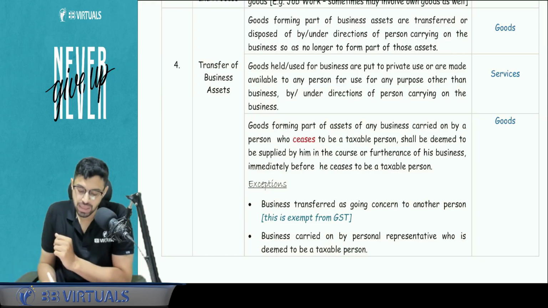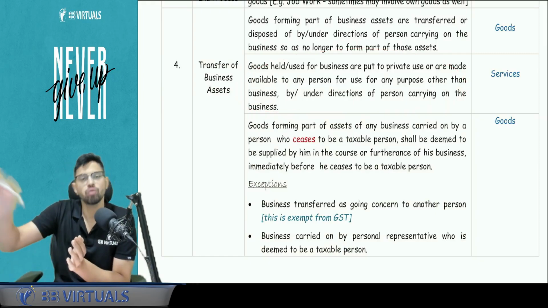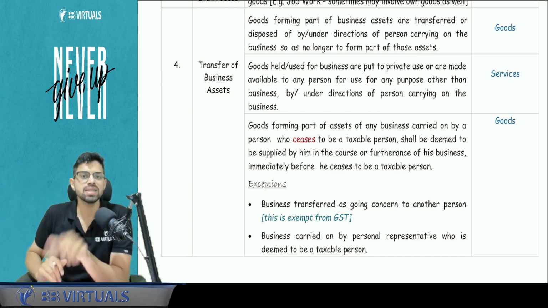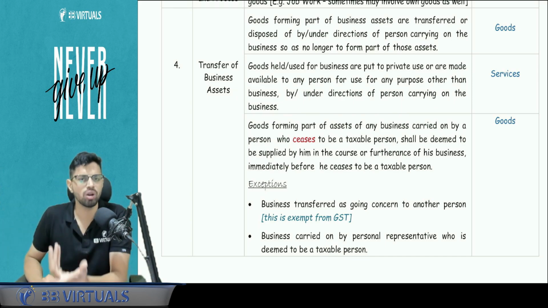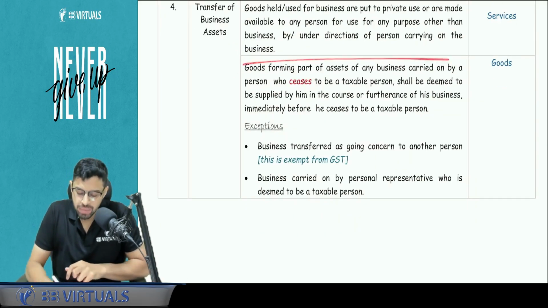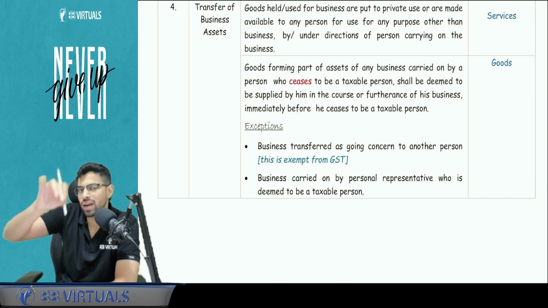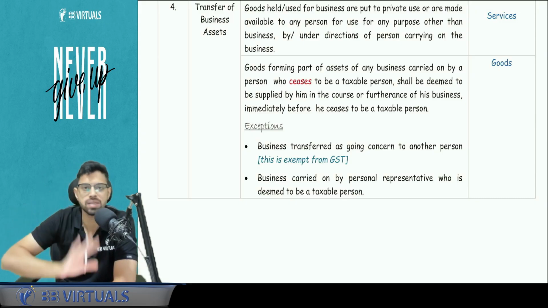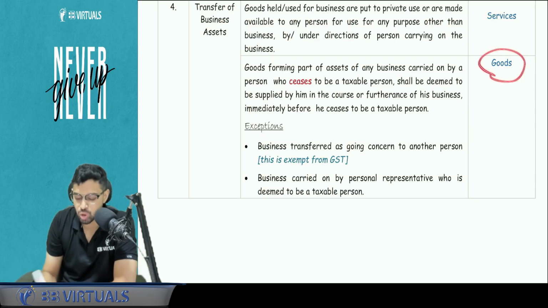But let's say, for example, I'm putting the business assets to private use or I'm giving them to someone for use and then I'm going to recover them back. It is a service because it is a temporary transfer. So it is kind of a service. It is kind of giving on rent. If I close my business or I cease to be a taxable person, whatever existing goods are, they are considered to be supply. They are considered to be deemed supply. So you have to pay tax on it. And that supply will be considered as goods.